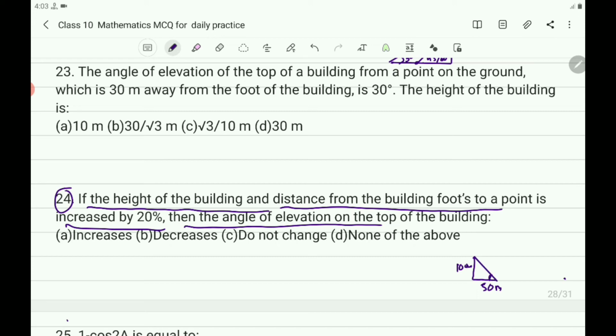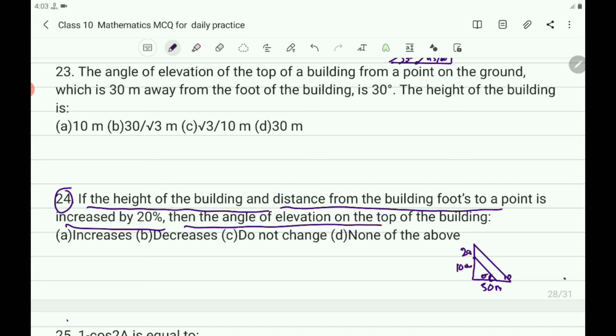Now this is the angle of elevation theta. Next, it is 20% increased, which means it increases by 20 meters. The other side is also increased by 20%, which means again here it becomes 10.